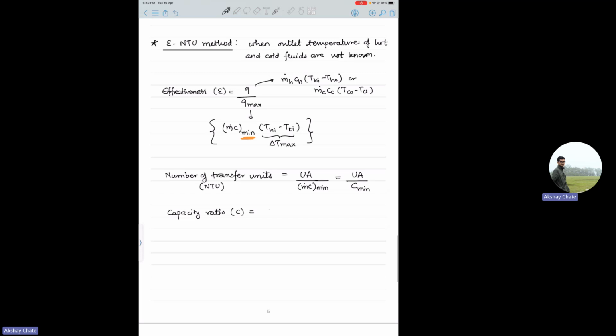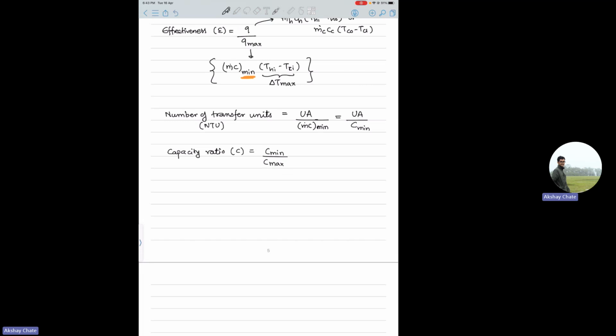Yeah, so it is nothing but C min by C max. C min is the product of MCP for the minimum or lower value of hot and cold; that MCP is taken at the numerator, and the higher value is taken at the denominator.